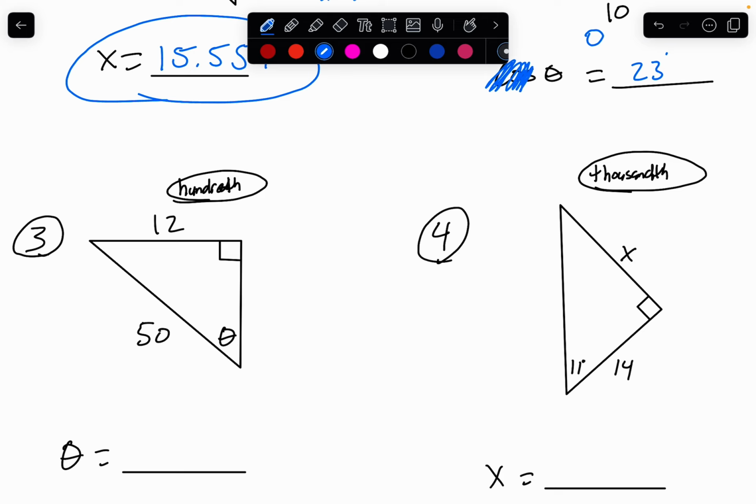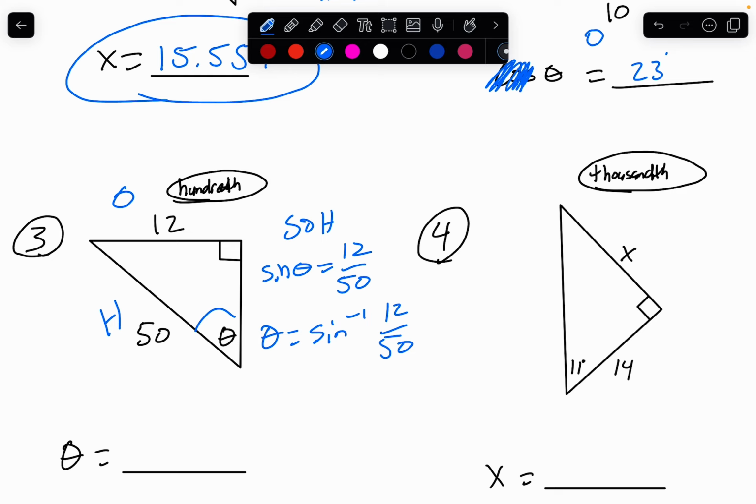All right, on the next one, we have this angle. This would be opposite hypotenuse. That's the SO part of SOHCAHTOA. So the sine of theta equals 12 over 50. So inverse sine, so theta would equal the inverse sine of 12 over 50. That's how we undo sine. And then we're going to round to the nearest hundredth. So I'm going to type in the inverse sine of 12 over 50. And I get 13.89 when I round to the nearest hundredth.